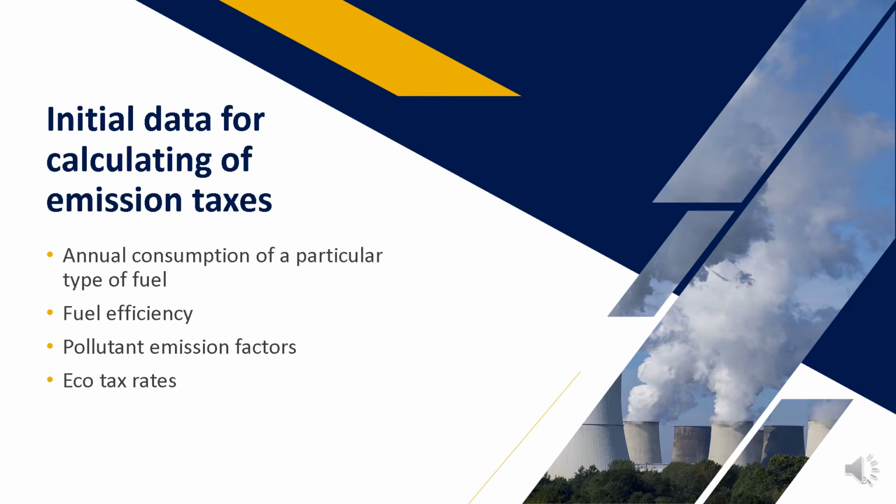The initial data for calculating emission taxes are the annual consumption of a particular type of fuel by the boiler plant, determined by the thermal capacity and efficiency of the boiler plant, its operating time, and installed capacity utilization factor, fuel efficiency, pollutant emission factors, and eco-tax rates.